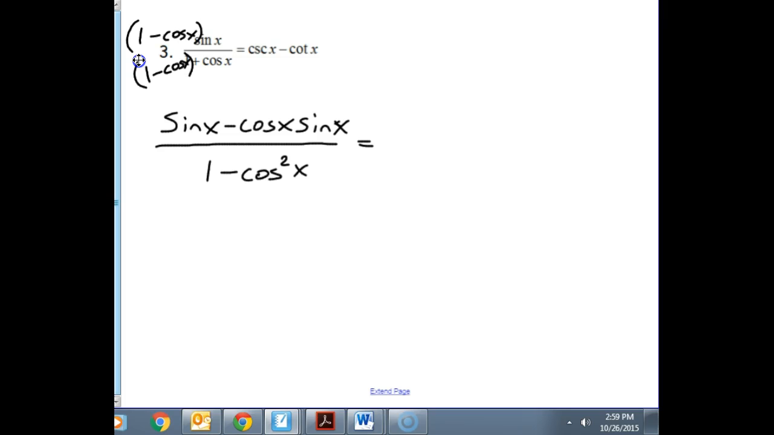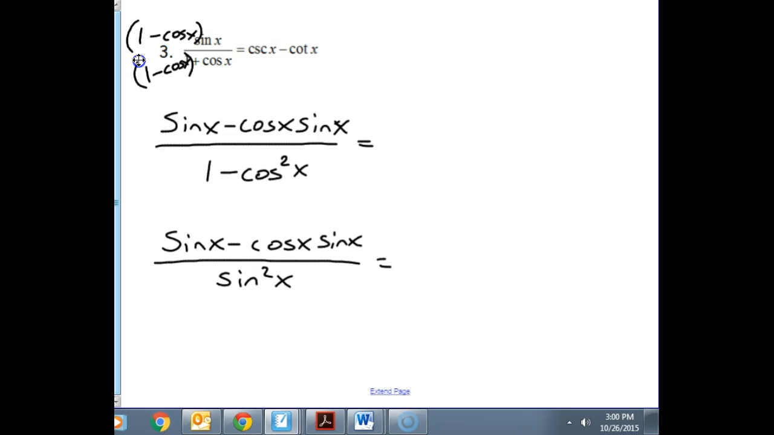Alright. And why do you think I actually wrote the denominator like that instead of keeping it in its different parts? That's an identity. Very good. Okay, if you were thinking that. Great job. Okay? So what does that denominator actually equal? Sine squared x. So let's just go ahead and change that. So sine x minus cosine x sine x all over sine squared x.